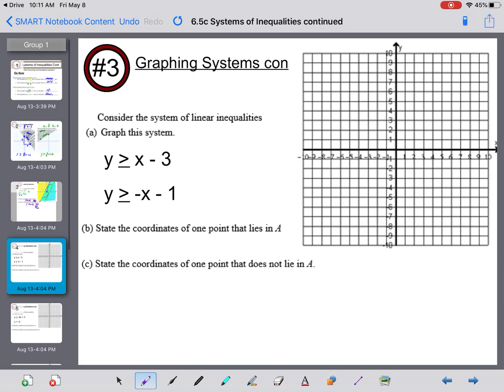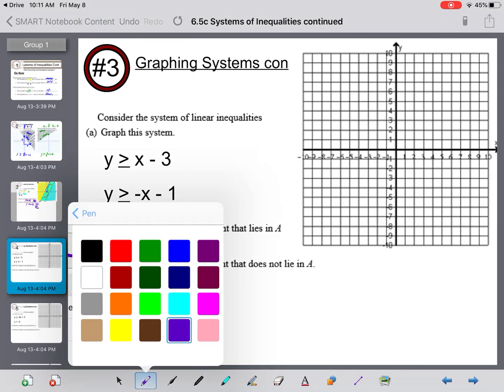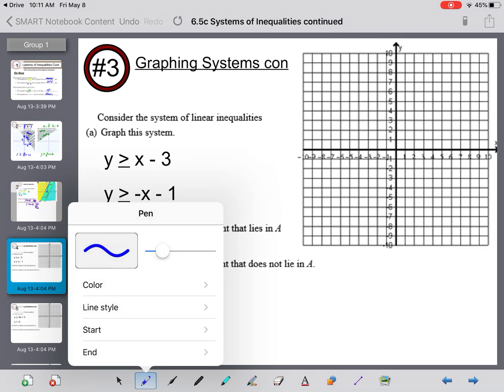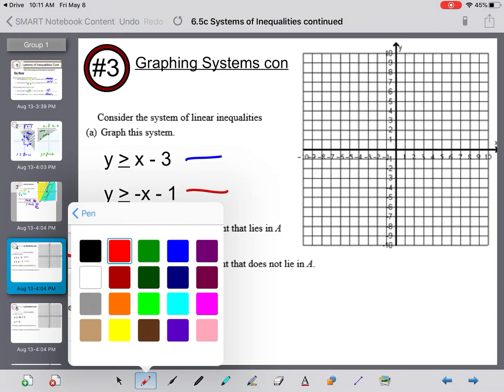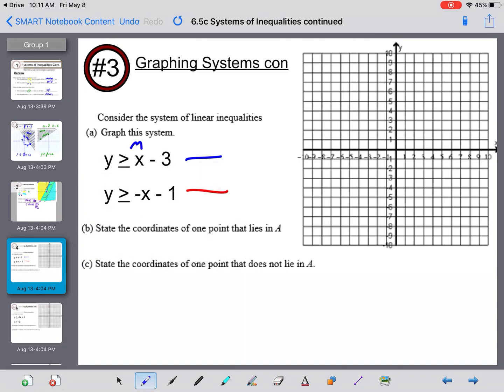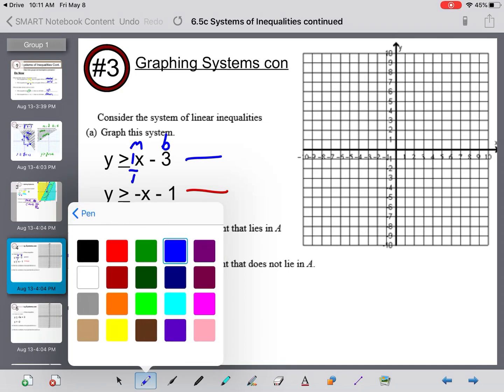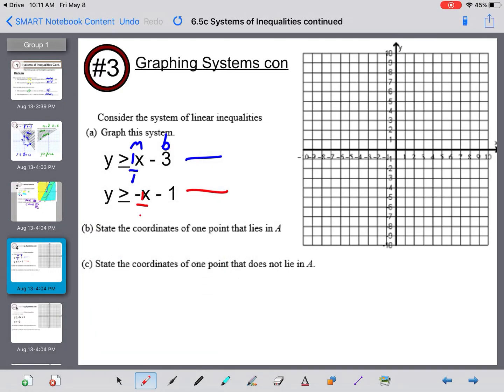Number 3, we're going to do the same process. So for the remainder of this worksheet, pretty much the same process. Consider the system of linear inequalities, graph the system. So we have a blue line, and we have a red line. We have our M and our B. And remember, in front of this x value is really a 1/1. Same thing here, -1. We do that in red.